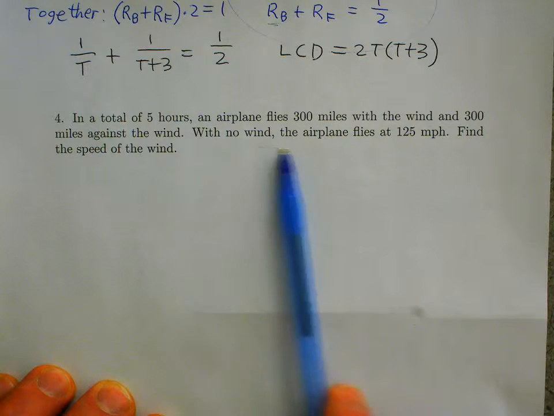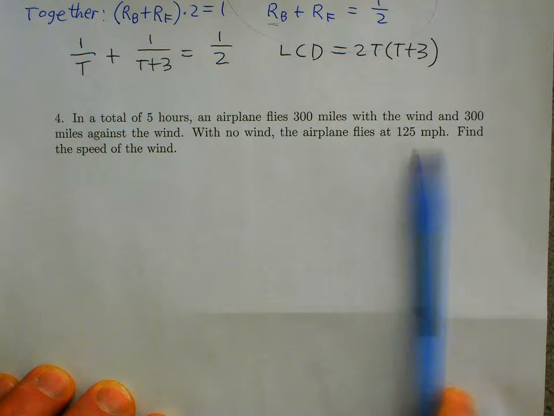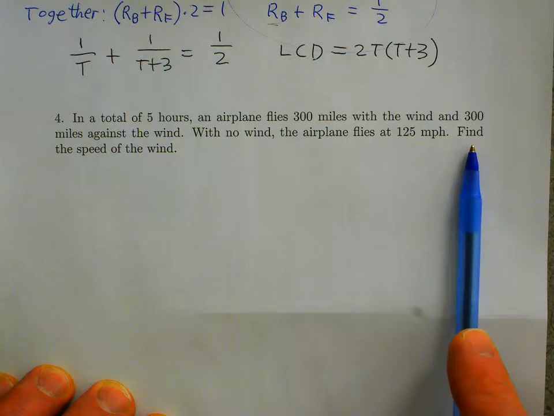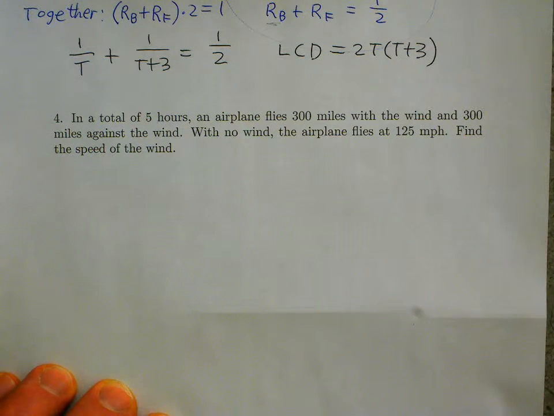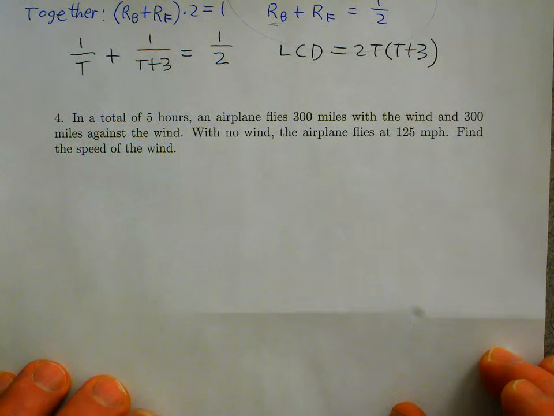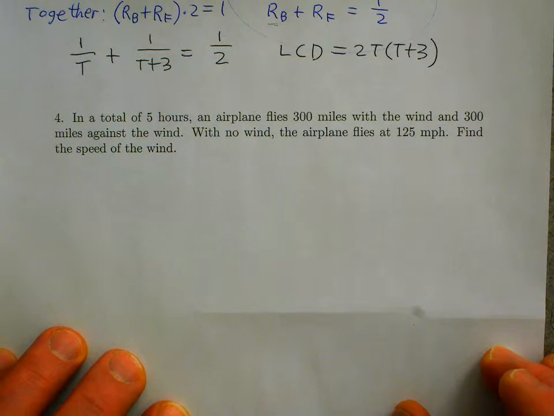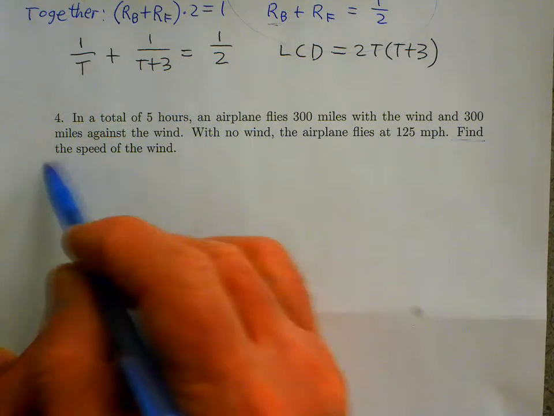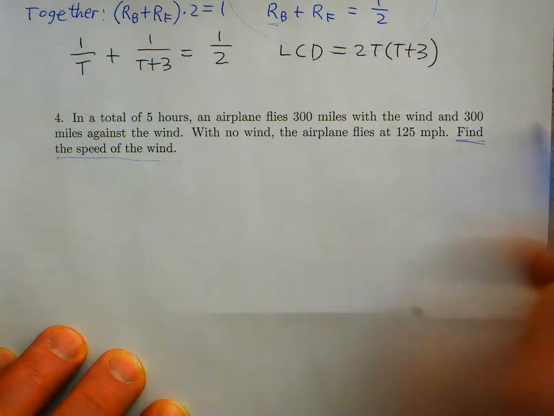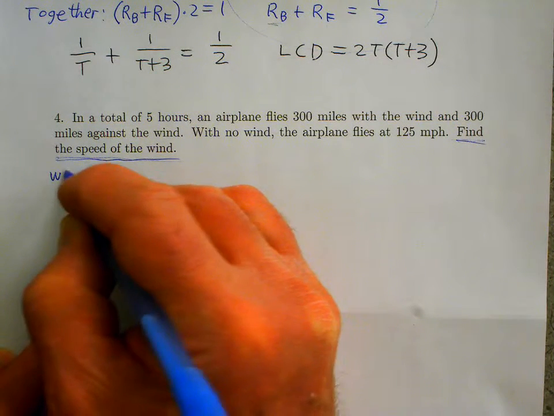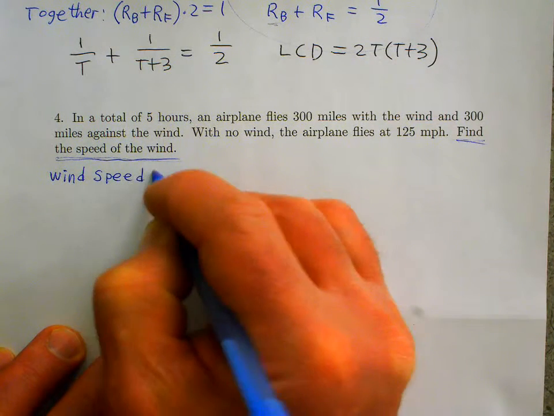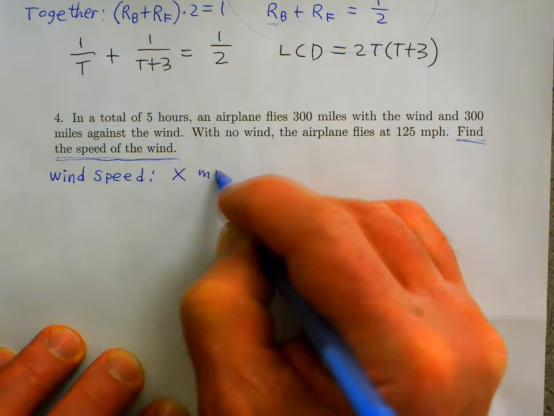With no wind, the airplane flies at 125 miles per hour. So find the speed of the wind. We're only supposed to find one quantity, the speed of the wind. So I'll pick x, wind speed. So x miles per hour.